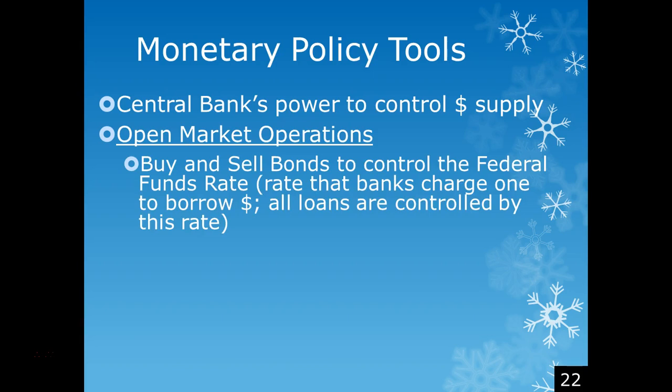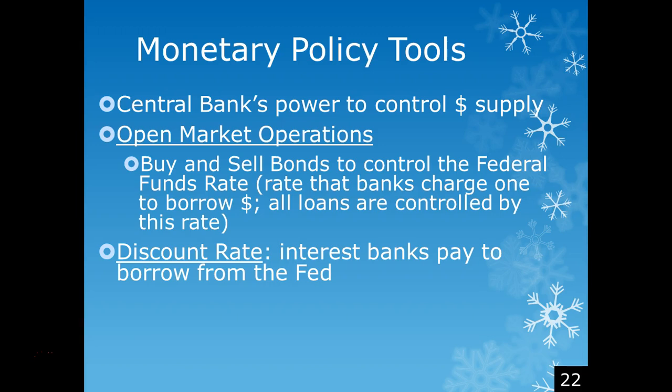Federal funds rate is the rate that banks charge one another to borrow money. So banks charge each other interest to borrow money if they need to cover some of their expenses. And because all loans, including student loans and car loans and home loans, are controlled by this rate, by using open market operations, the central bank can control how high the interest rate is in the entire country.